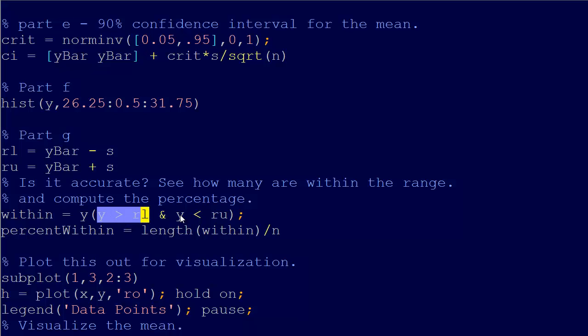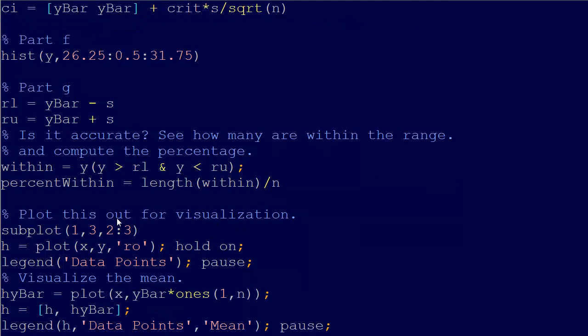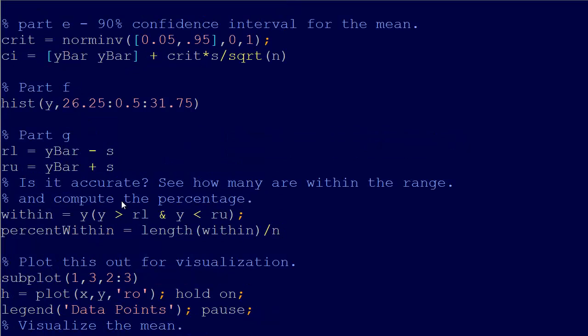That was our lower limit, y bar minus s. So if they're greater than the lower limit and they're below the upper limit, that's this part here, then let's pick them. This command gets all the y's, and then if we want to know the percent within, we can figure out how many y's there are in there. That's just the length of that vector. So length(within), and then we divide it by n, the total number, and that'll give us a percentage. Well, we'd have to multiply it by 100 to get a percentage, but we can just observe that. Okay, and then we're going to visualize it.